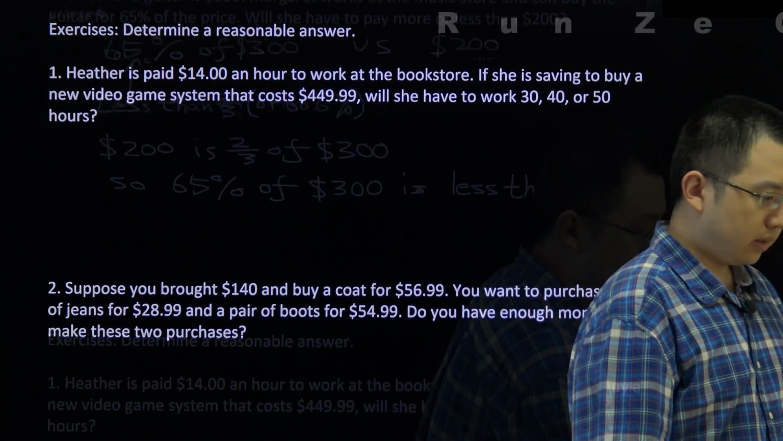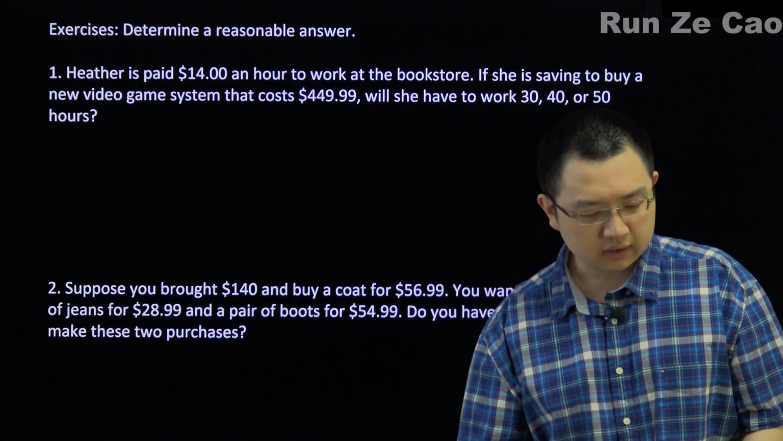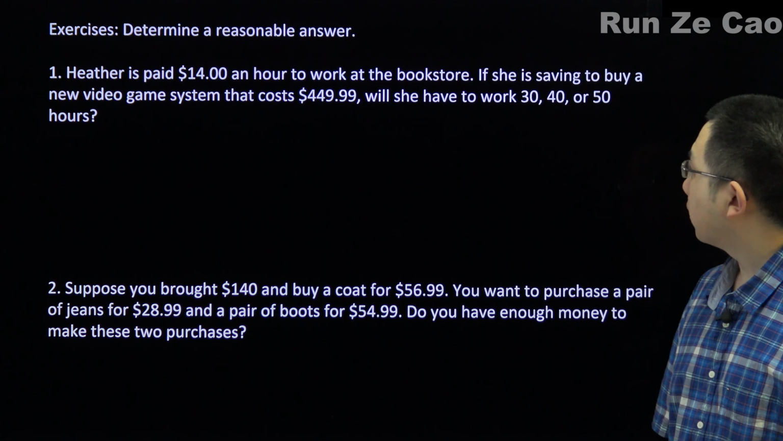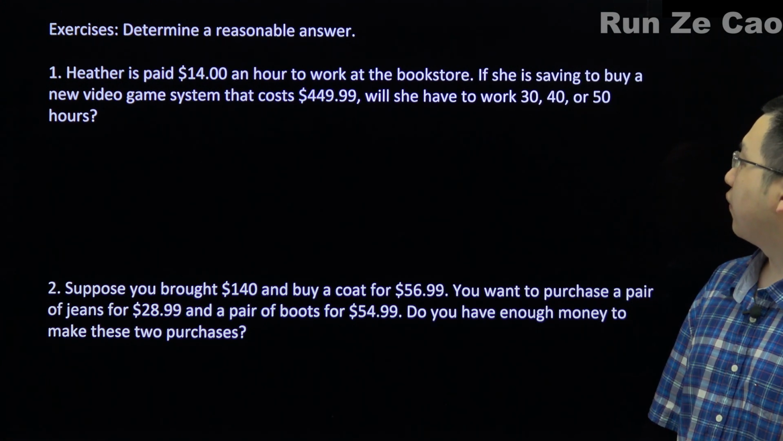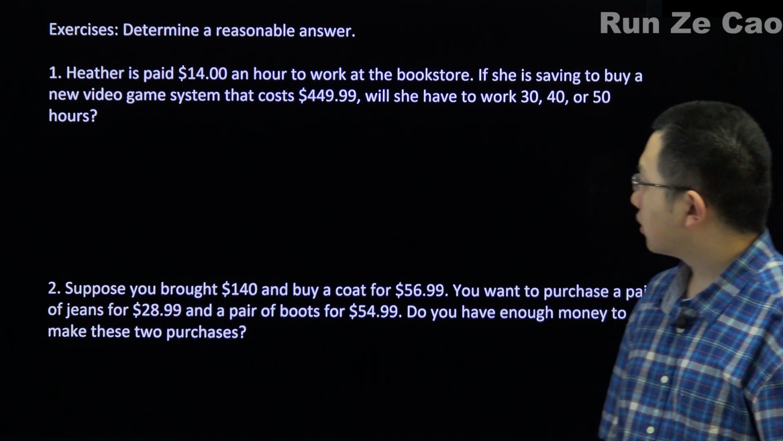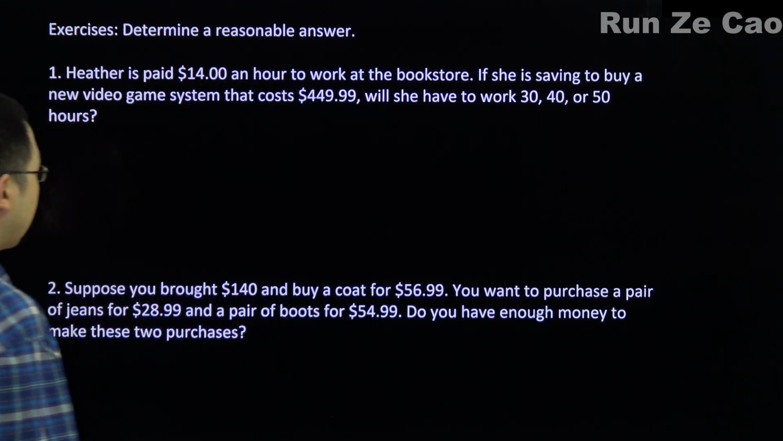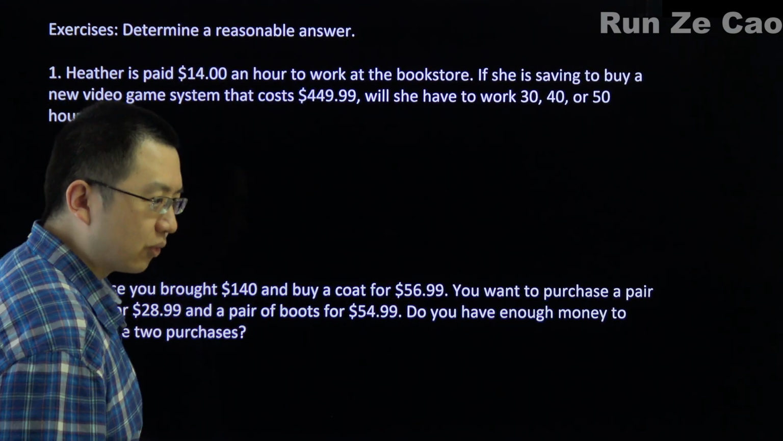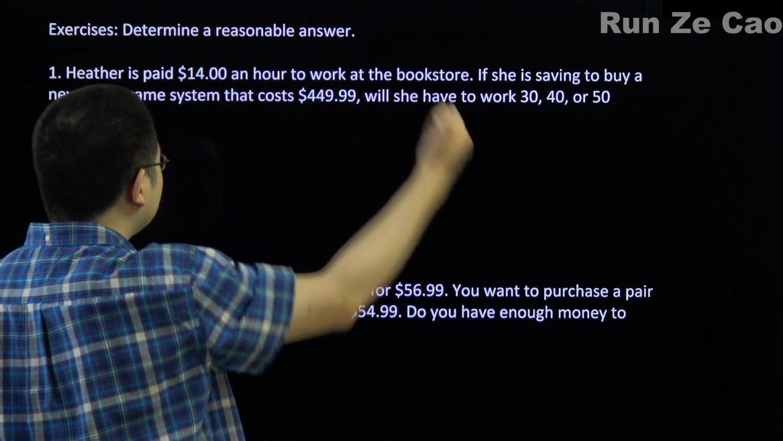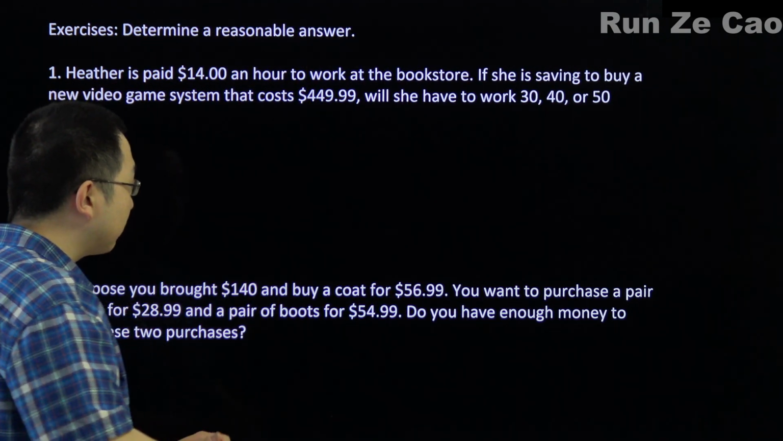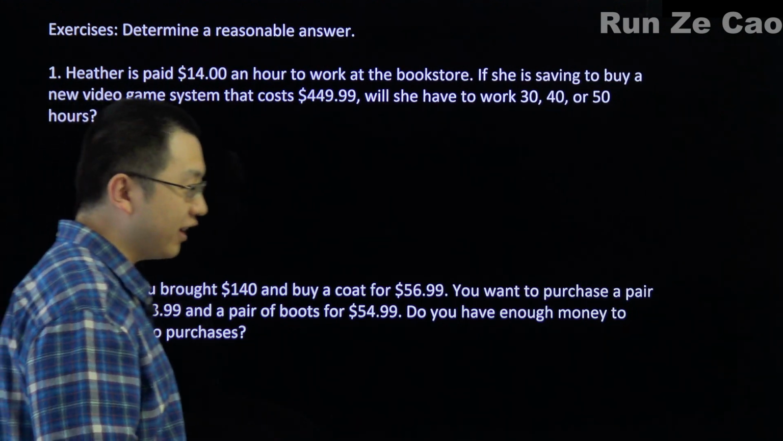So yeah. Let's say somebody gets paid $14 an hour to work at the bookstore. If she's saving to buy a new game system that costs $449.99, consoles. PC Master Race. Anyway, will she have to work 30, 40, or 50 hours?